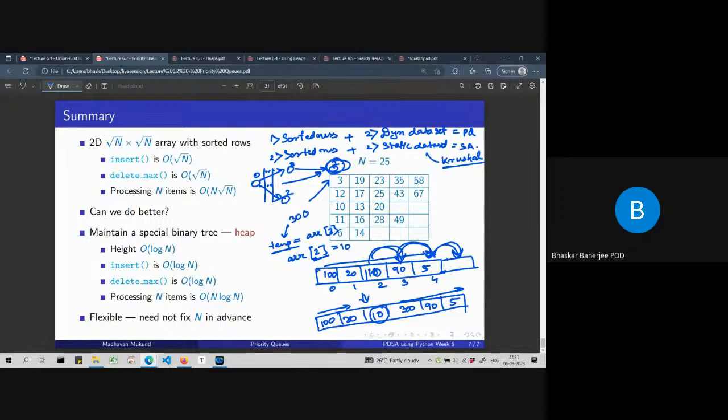Sir, other than heap, can you give one example of a priority queue? Other than heap, there are some examples, such as the Fibonacci heap. That is a little bit different. It's also called a heap, but it is not like a heap.